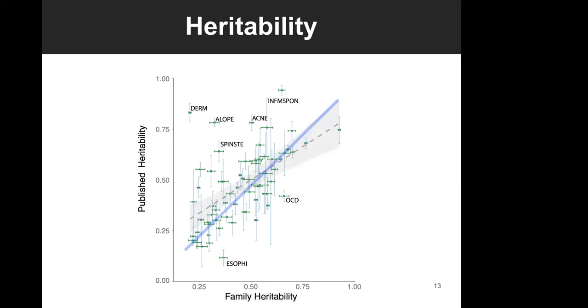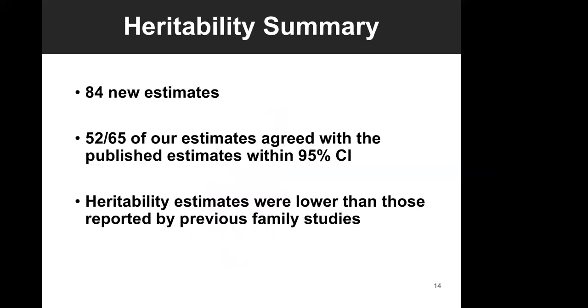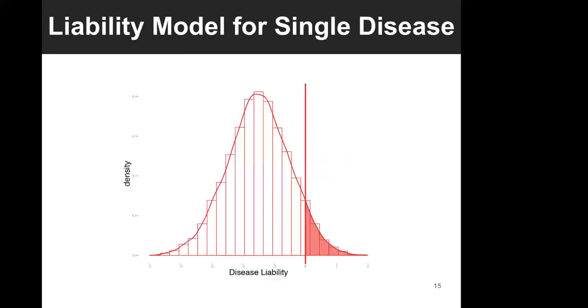So this is what we found for disease heritability. We have about 84 new estimates, and the majority of the estimates that were reported before seem to agree, with slightly lower heritability estimates.